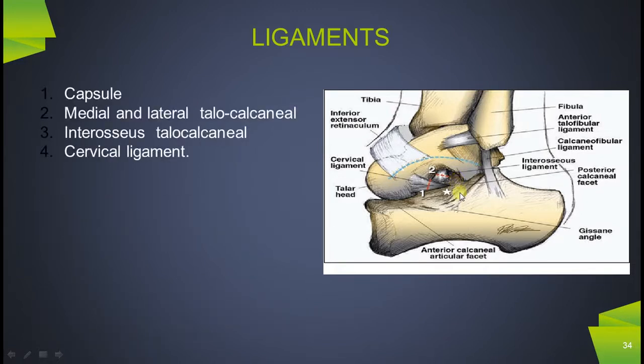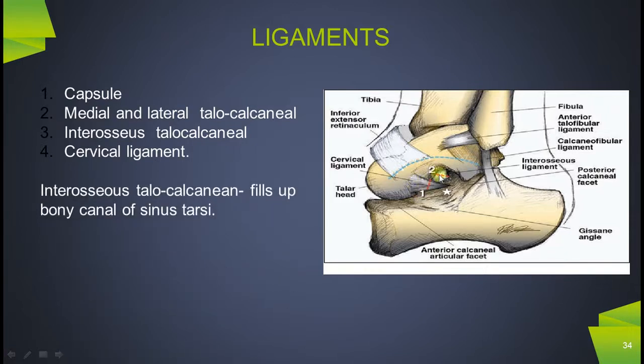Then the ligaments: the medial and lateral talocalcaneal ligaments. Then you have the interosseous talocalcaneal ligament, and then the cervical ligament. So: interosseous talocalcaneal, cervical, and medial and lateral talocalcaneal ligaments. These are the ligaments concerned with the subtalar joint.